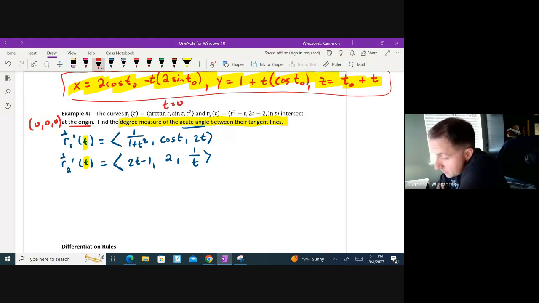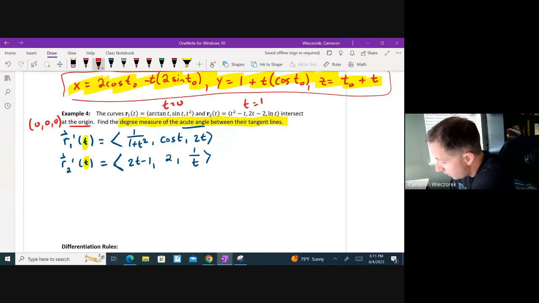It doesn't have to be the same value of t for the second curve. So let's check the second curve. What would make t squared minus t equal 0? What would make 2t minus 2 equal 0? And what would make natural log of t equal 0? That would be when t is equal to 1.